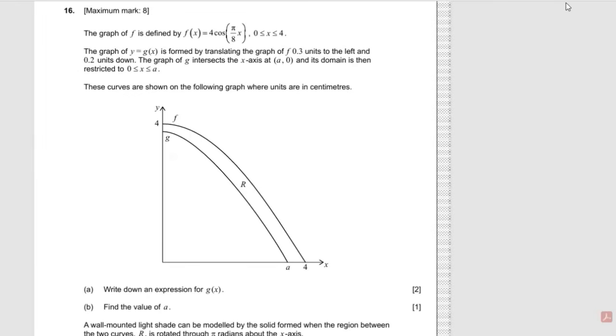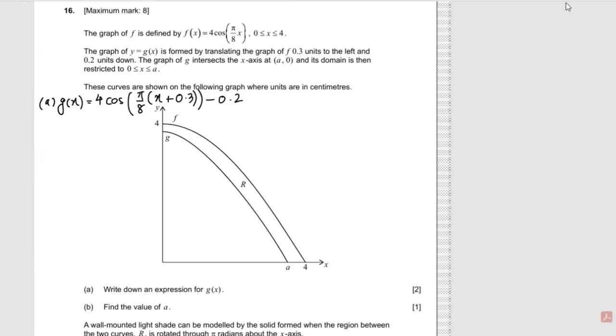Part A, write down an expression for g of x. So I'm going to do my part A over here. g of x will be written as 4 cos of pi over 8, and instead of the x, I put x plus 0.3 and minus 0.2.